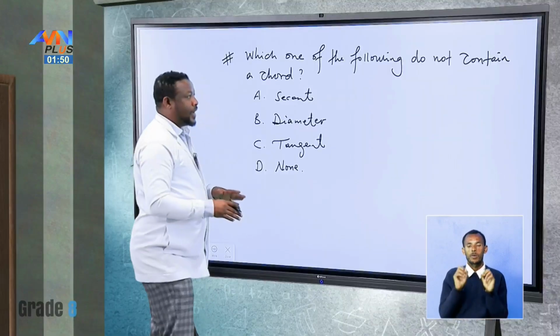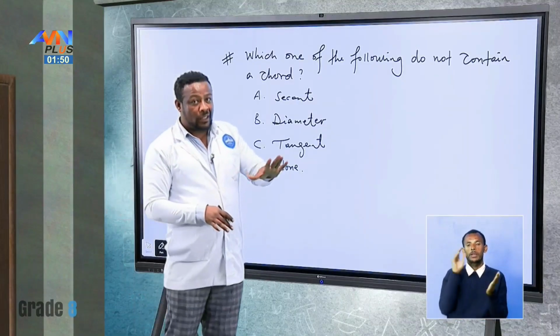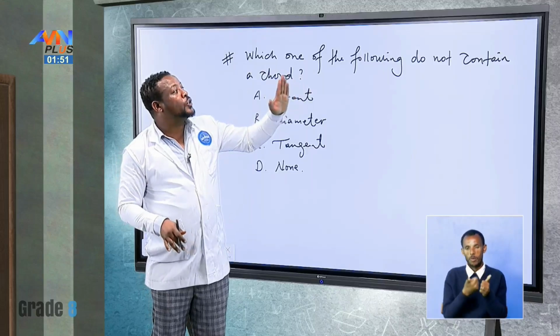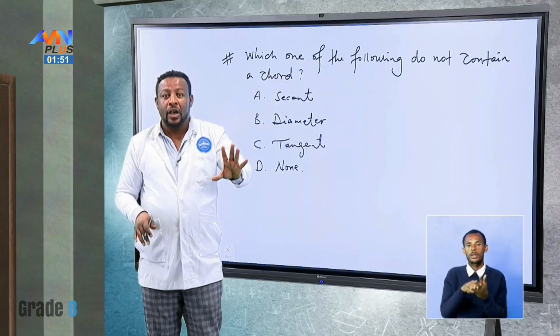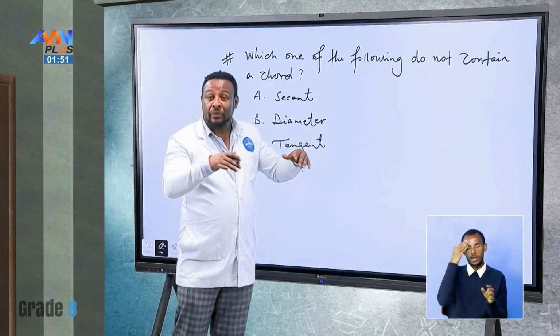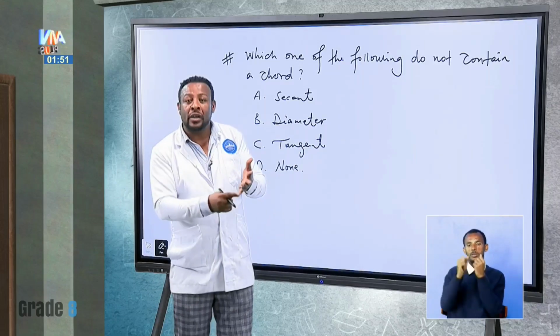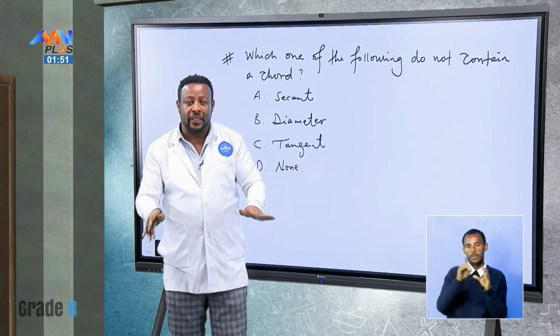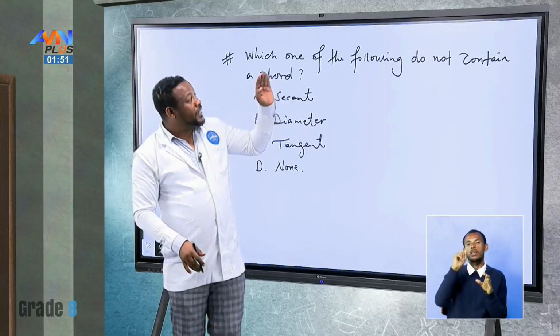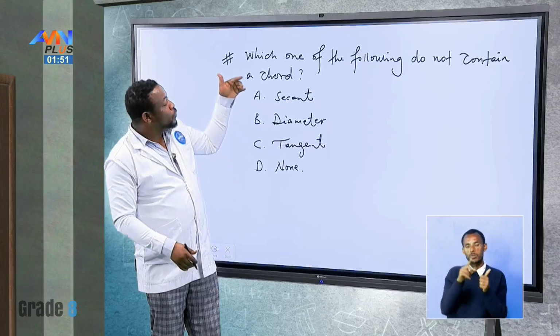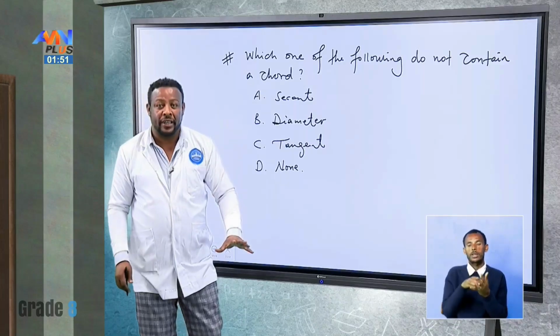Okay. Let me repeat what the question is saying. Which one of the following do not contain a chord? We have already seen different terminologies regarding circle, like chord, diameter, secant, and tangent. So, in this question, you are asked which one of the following do not contain a chord.